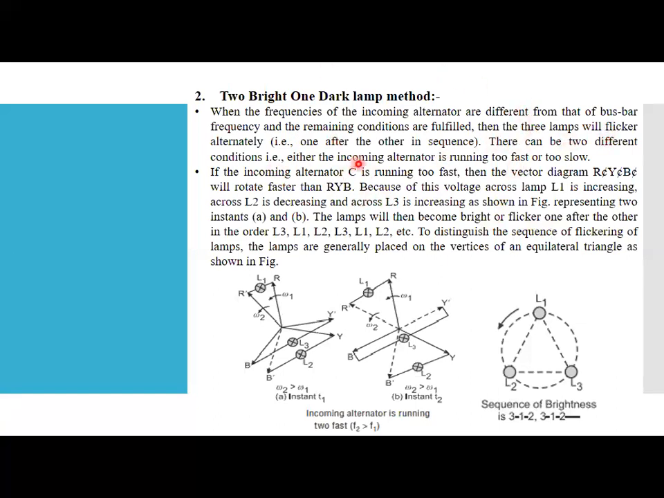So there can be two different conditions for the frequency. One, either my frequency is high, when my alternator speed is high. The second case, suppose my alternator speed is low, then my frequency is low. So we have two conditions. Either my incoming alternator is running too fast or too slow, then there is a change in frequency. If it is running too fast, then my frequency is higher compared to the bus bar. And if it is running too slow, then my frequency is lower compared to the bus bar.